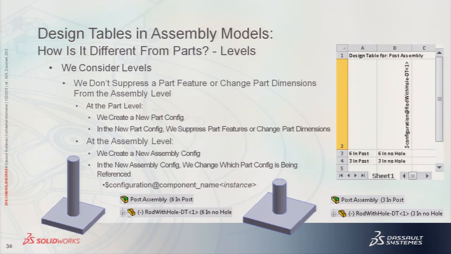And what we're getting at here, let's say this is the assembly I want to make, and I want to make a config that has a 3-inch post, and I want to make a config that has a 6-inch post. You can't control the post dimension from the assembly. So in the assembly, you can't say change the post to 3 instead of 6. So what you actually do is you open up the part, and you make a 3-inch config and you make a 6-inch config. And at the assembly level, you type in $configuration at component name, and then you type in the name of the configs of that part that you want. So you make configs at the part level that are the different size, and then at the assembly level, you just tell it which part config to actually use. Does that make sense to everybody? Okay, that's the big one right there.